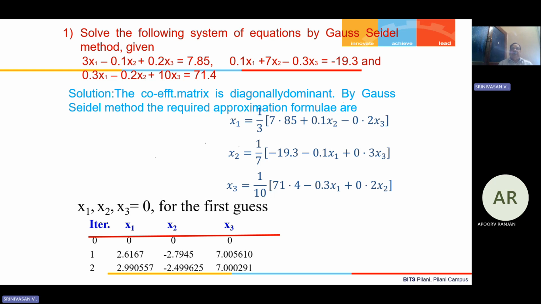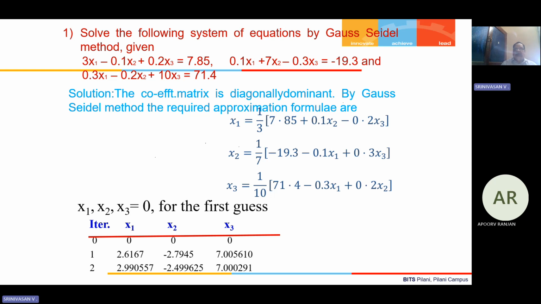Now, first iteration. With x2 and x3 equal to 0, you have 7.85 divided by 3. What is it equal to? 2.6167. So x1 is 2.6167.